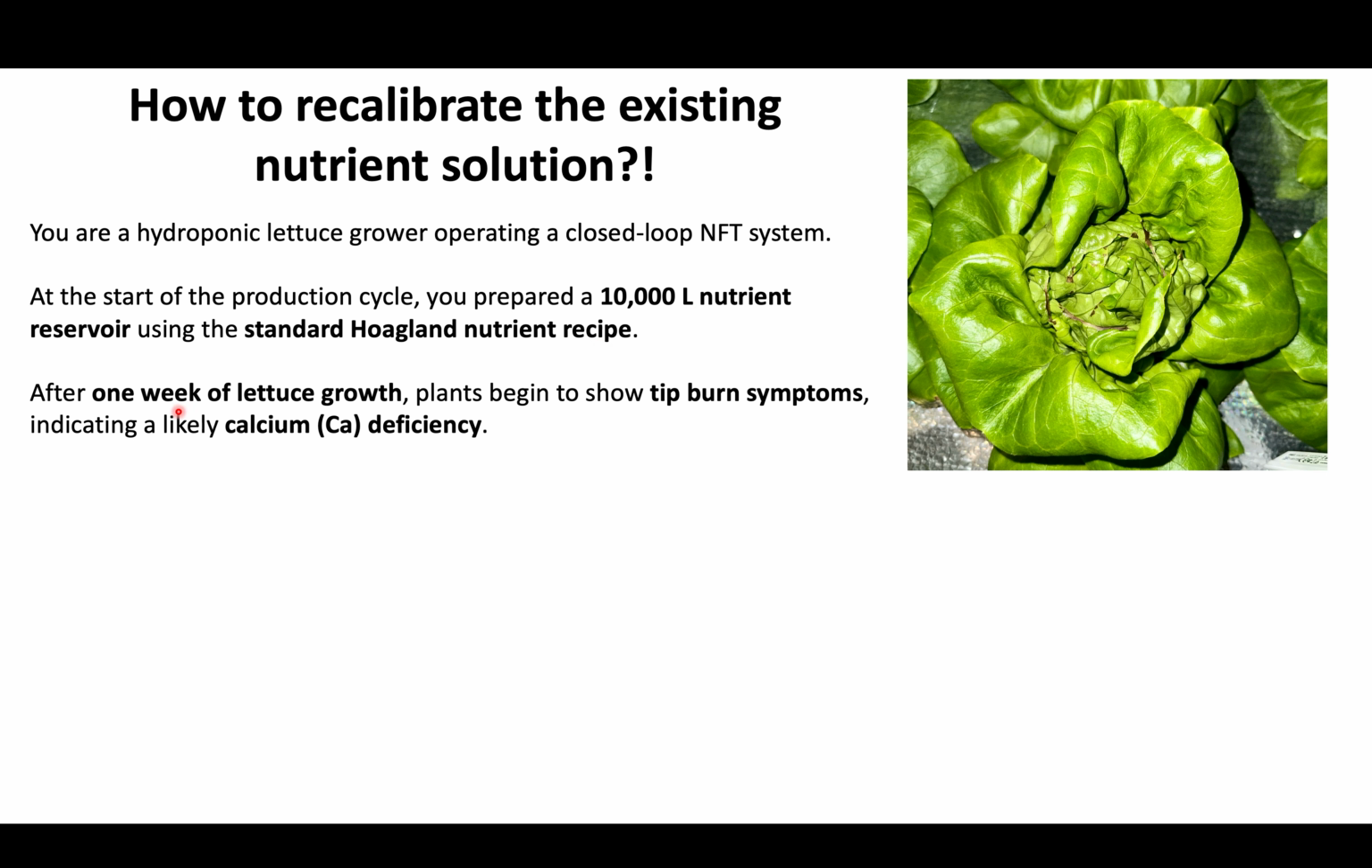You check your nutrient solution's EC and pH, and everything looks normal. Now you want to restore your nutrient solution back to the original Hoagland standard. Normally you take a sample and send it to the lab for analysis. You also measure how much water is left in your tank. Since the plants have taken up some, you now have 8,500 liters remaining.